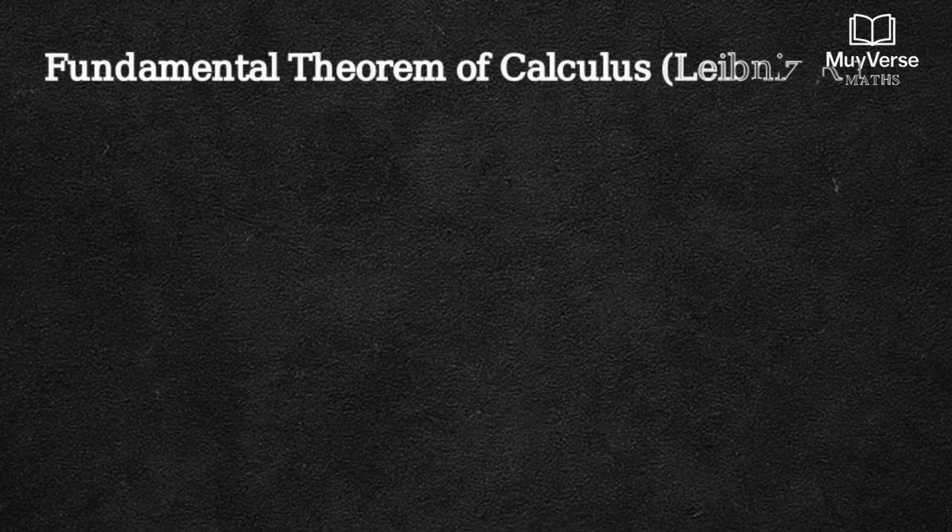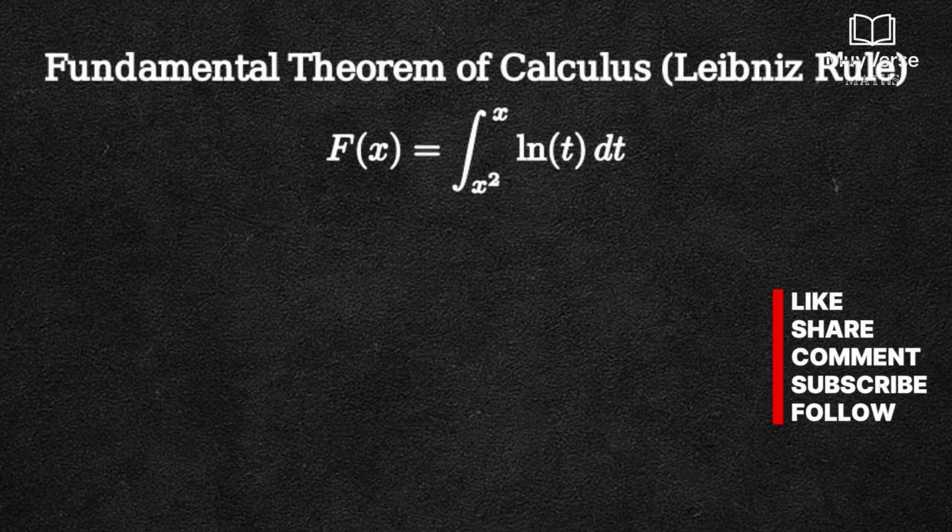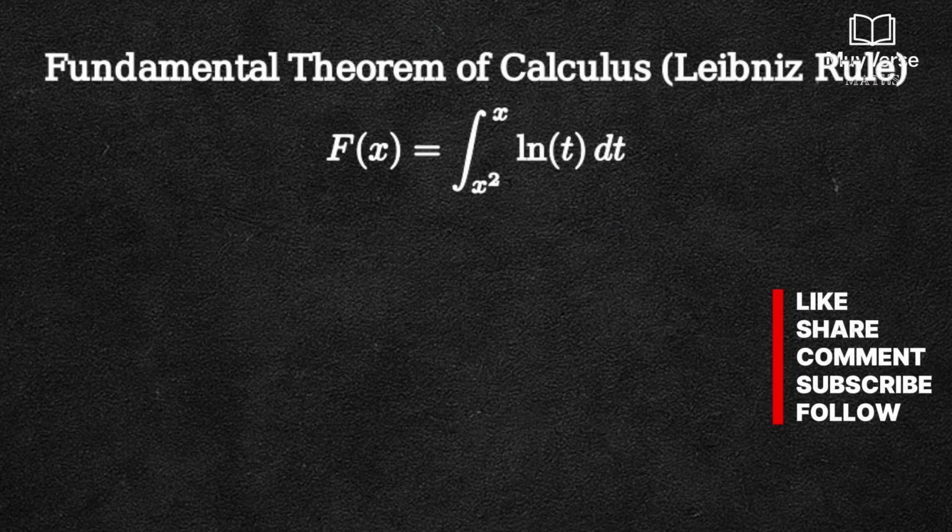Fundamental theorem of calculus, part 2, also called the Leibniz rule. Differentiate the function f of x equals the integral from x squared to x of natural log of t dt. Assume x is positive, so that natural log of x makes sense. Step 1. Recall the Leibniz rule.